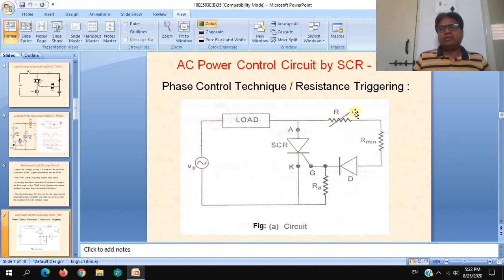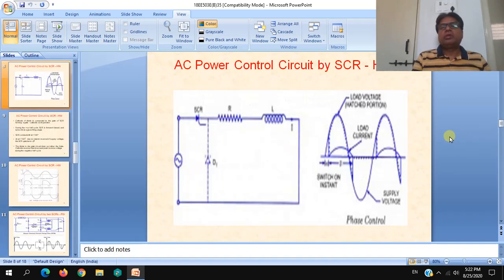If you increase the value of this resistance, the net available voltage across the diode will decrease, so it takes more time to conduct. So the SCR will be fired at a larger firing angle alpha. When alpha is increased, the conduction time will decrease, so the load will get less power. So this is the action of power control for half wave by using SCR.